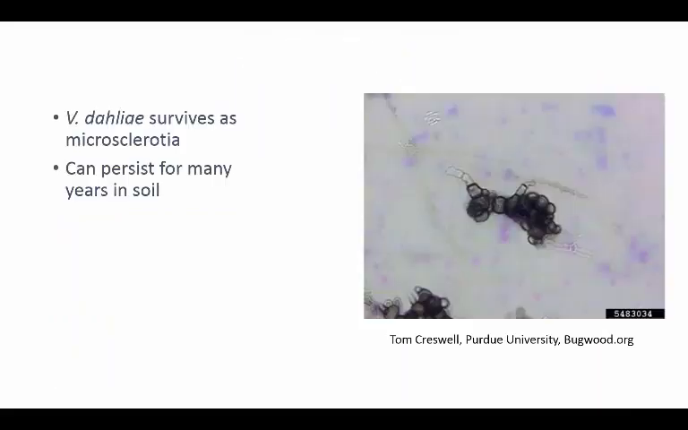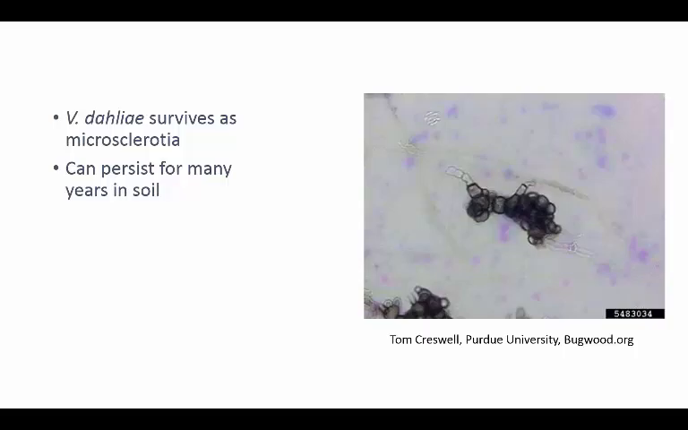The fungus survives a long time in the soil as a survival structure called a microsclerotia, up to 14 years, and that makes crop rotation not very feasible. If the fungus can just sit there surviving, it's very hard to rotate away from it.